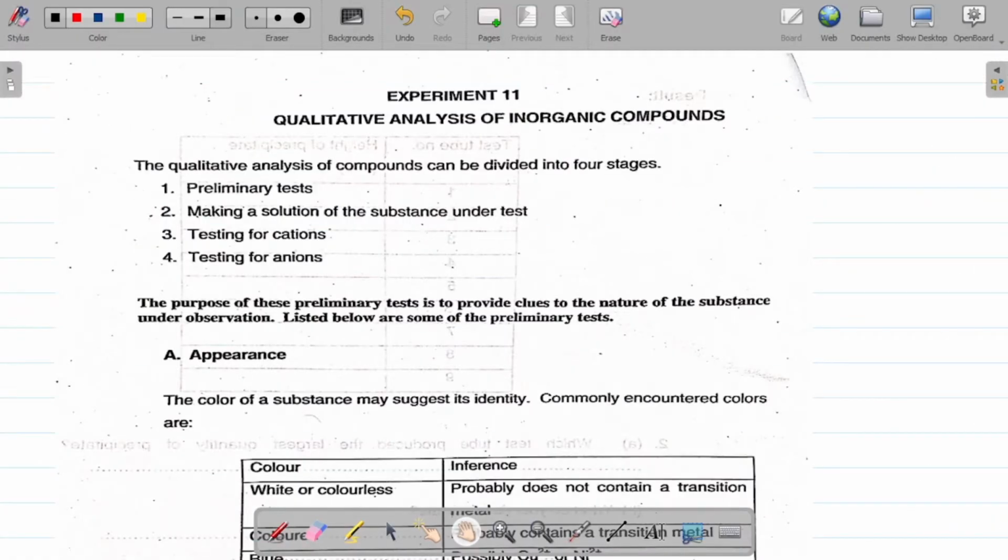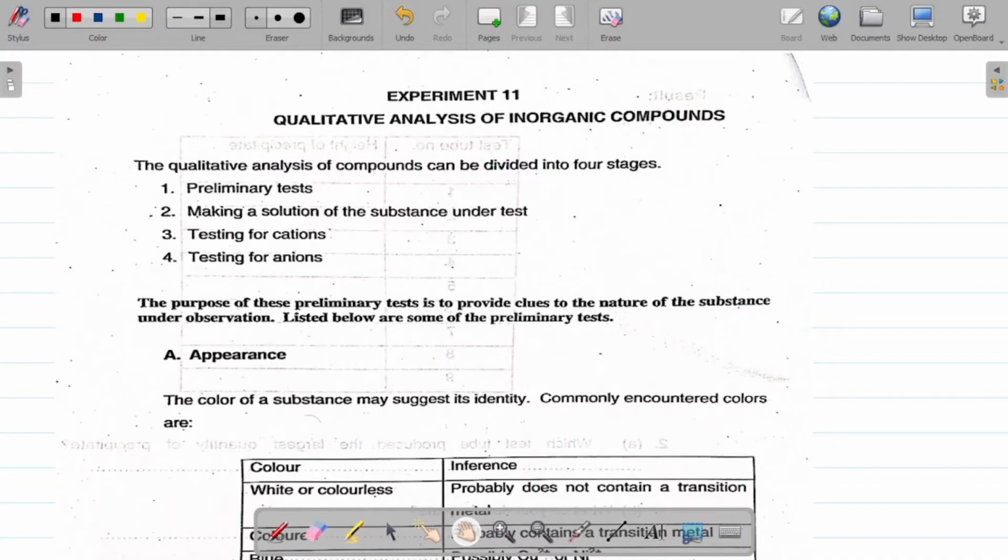Here's what to note. The qualitative analysis of compounds can be divided into four stages. The first one is the preliminary test. The second one is making a solution of the substance under test. The third one is the test for cations, and the fourth one is the test for anions. For this practical, we'll focus more on the test for cations and anions.